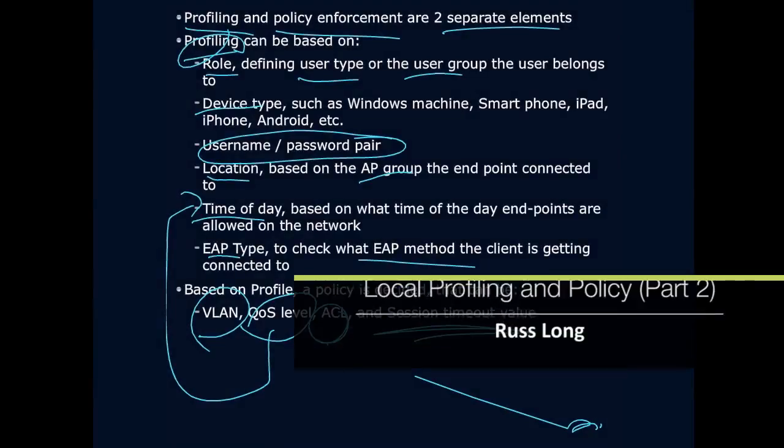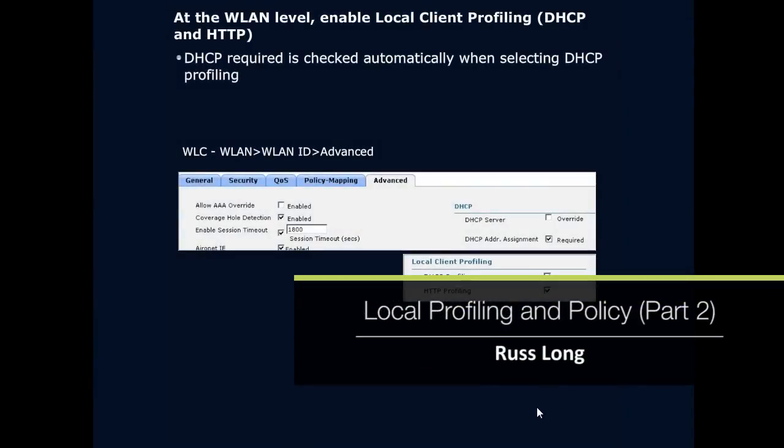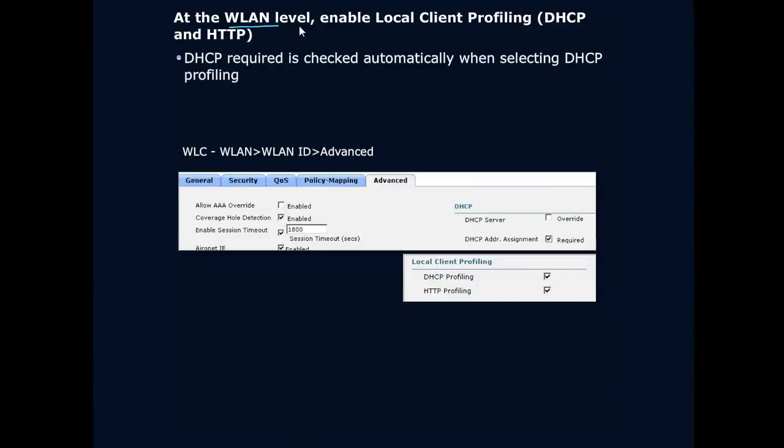Now, how do we configure these client profiles? It's actually not as difficult as you would imagine. At the wireless LAN level, we have to enable local client profiling. So this is the local client profile. We're not using an ICE server for this one, okay? No RADIUS server in play. We are going with local information for profiling. We have DHCP and HTTP. Now, DHCP is required, checked automatically when selecting DHCP profiling.